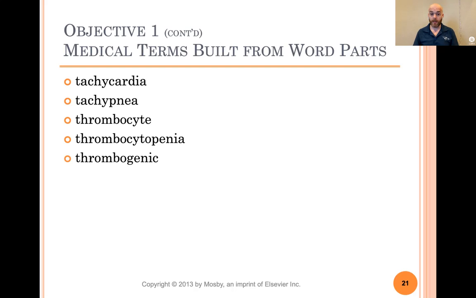Thrombogenic, okay? So think of thromb as thrombus, which means clot. What did genic mean? We've had genic in another chapter before. Genic means producing. So thrombogenic means producing a blood clot. So thrombogenic is a condition or a state of the body that is going to produce a blood clot.